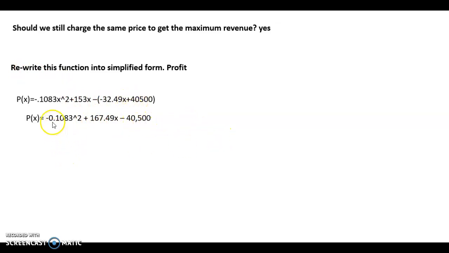So the whole equation will be negative 0.1083x squared plus 167.49x minus 40,500. And so this is how our final profit equation will look.